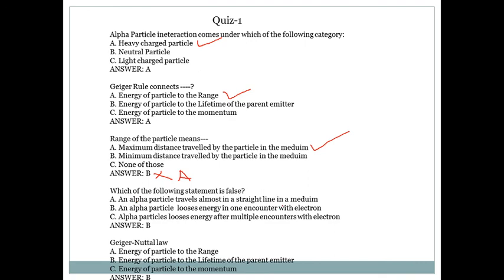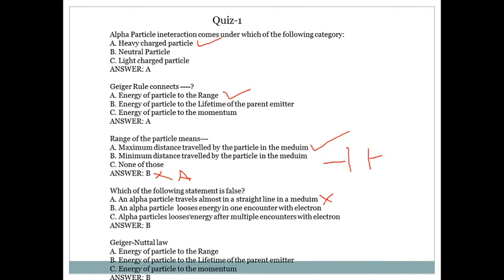Alpha particle travels almost in a straight line. This does not travel in a straight line. As we have seen, if this is the medium, and the alpha particle is coming like this, when it leaves the medium it makes a slight angle here. You can see there is a slight deviation, and it's a massive particle, so the deviation is not large, it's less. So it does not travel in a straight line.